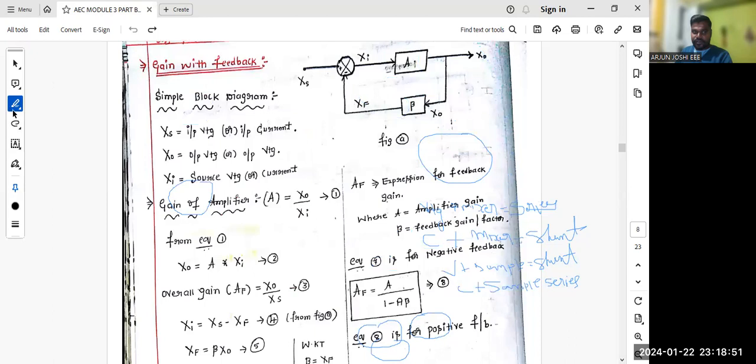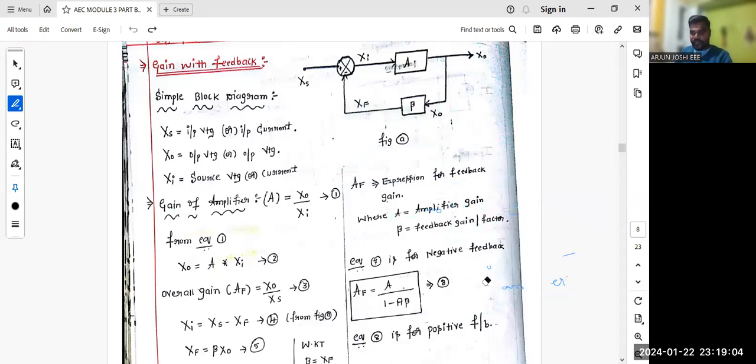Next topic. Now let's begin with our very important topic, that is nothing but the gain feedback equation. For that, we need to draw the circuit diagram like this. Xs is nothing but the supply input voltage. Xi is nothing but input voltage. Xf is nothing but feedback voltage or current. X naught is nothing but output voltage or current. Input, output, source input.